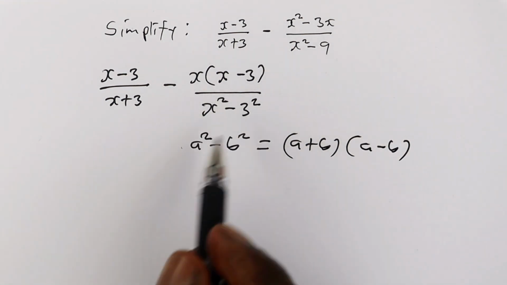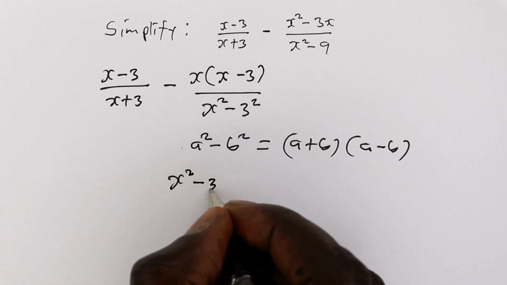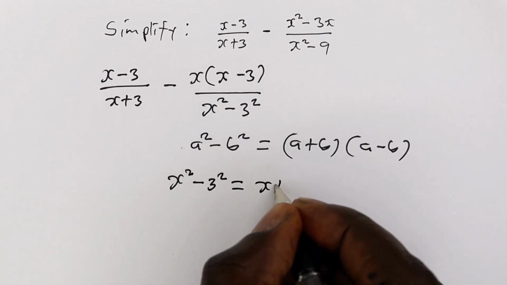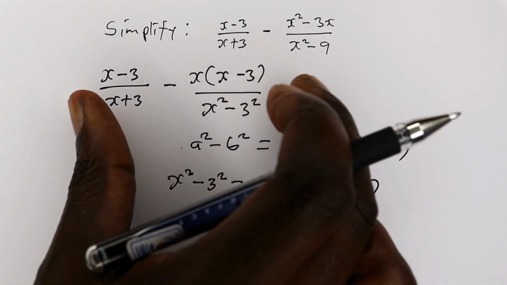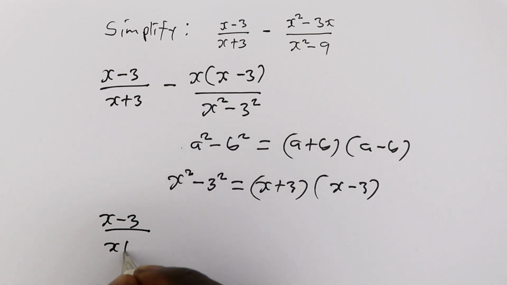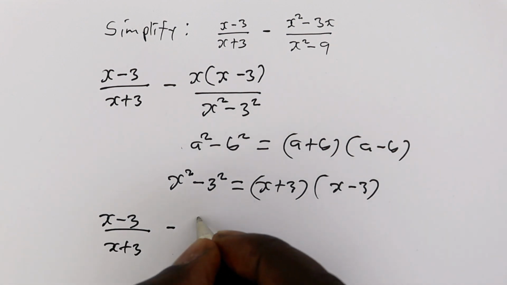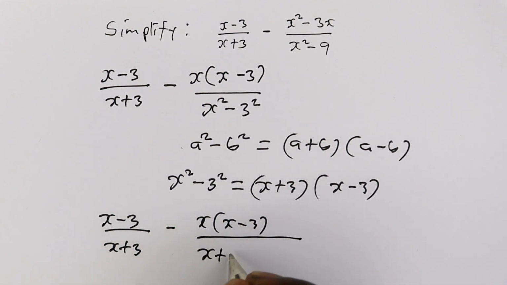So it means we can rewrite x² - 3² as (x + 3)(x - 3). So let us rewrite our expression. We're going to have (x - 3)/(x + 3) minus x(x - 3) over (x + 3)(x - 3).